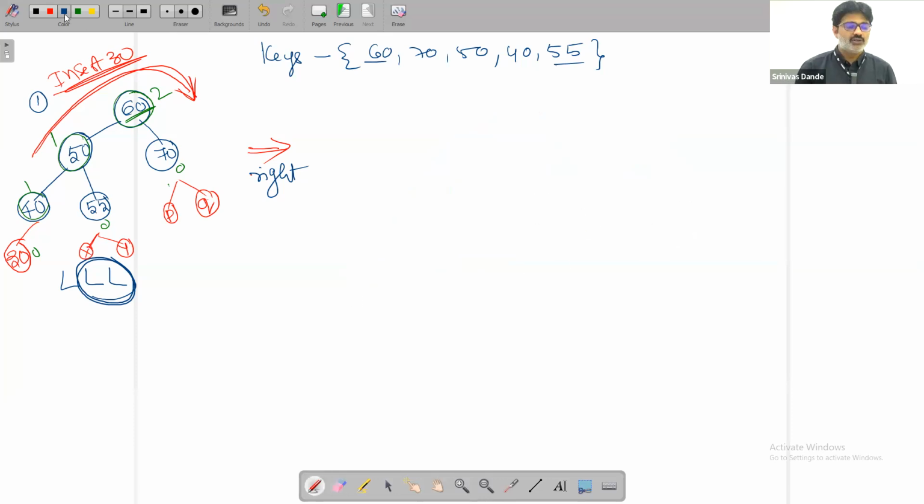Now tell me what the root is. The root is 50. That is super clear. Now for 50, what is the right child? For 50, what is the right child, guys?